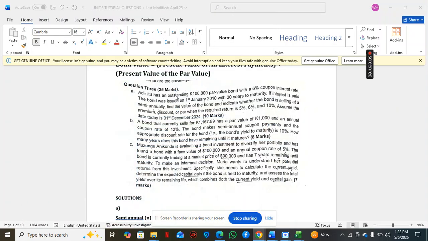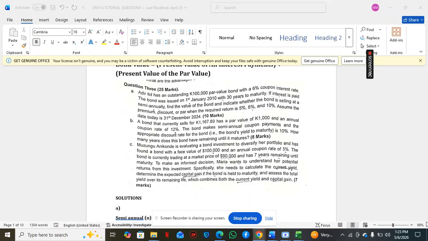ADIR Limited has an outstanding 100,000 par value bond with a 6% coupon interest rate. The bond was issued on 1st January 2010 with 30 years to maturity. If interest is paid semi-annually, find the value of the bond and indicate whether the bond is selling at a premium, discount, or par when the required rate of return is 5%, 6%, and 10%. Assume the date today is 31st December 2024.